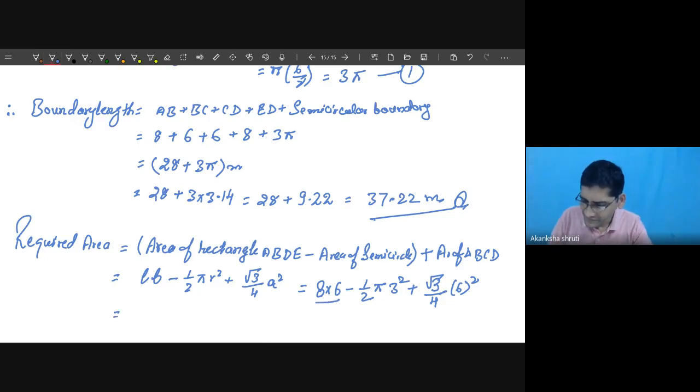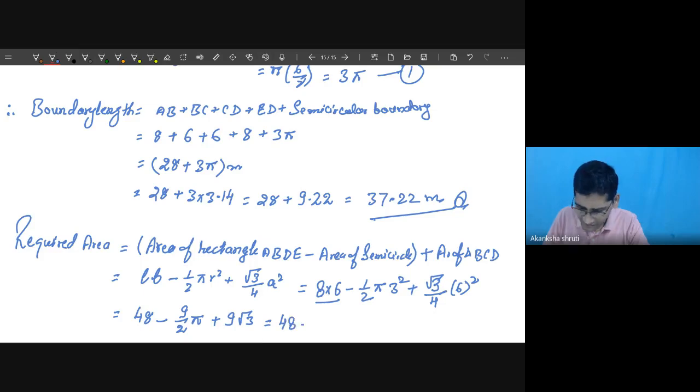So 8 into 6 minus, this becomes 9 by 2 pi, plus, taking this root 3 by 4, it is 6, 36. So 9 fours are 36. So directly I can write 9 root 3. Now you substitute the value of pi and the value of root 3. Do this way only.